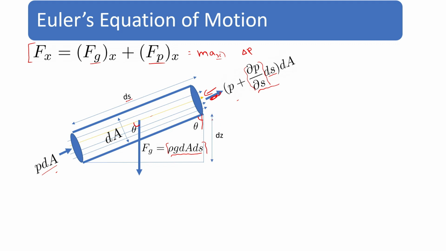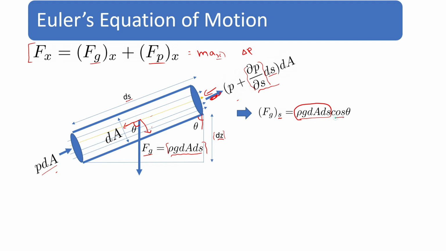You can see that the vertical height of this stream tube will be dz. So you can use the theta here. Both these angles are equal. You can find cos theta and sin theta. So let us see what is the gravitational force Fg in the direction of the streamline. That means this Fg is resolved along the streamline, so it can be resolved like this. This will be equal to rho g dA into ds into cos theta.